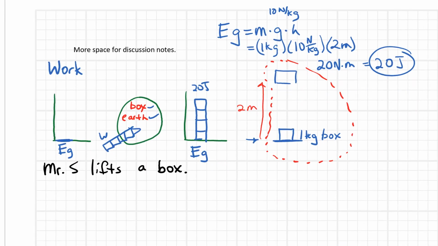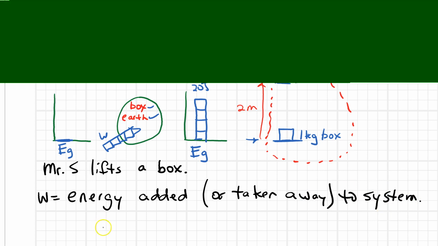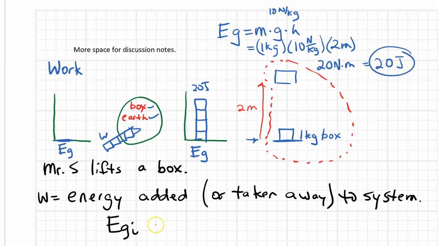The stuff I wanted to remind you of then is that our definition of work is energy added or actually taken away. We can have negative work, or taken away, to a system. Another way of writing this is to say Eg initial, so maybe put an I there, plus the amount of work we did is equal to Eg final.